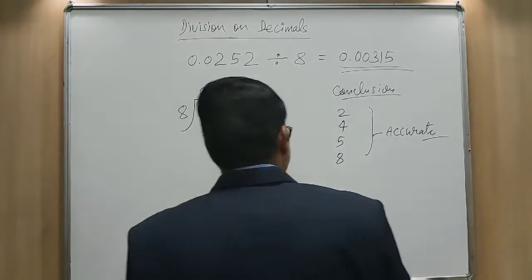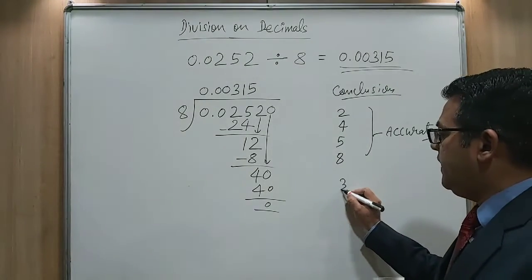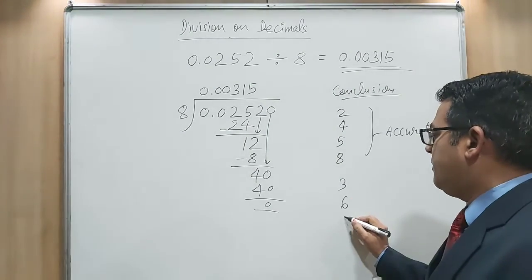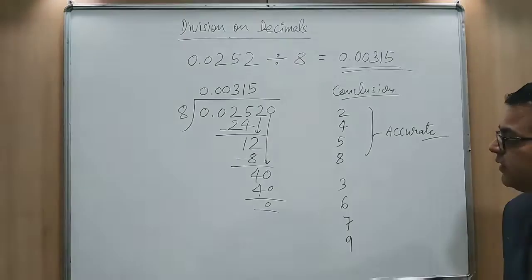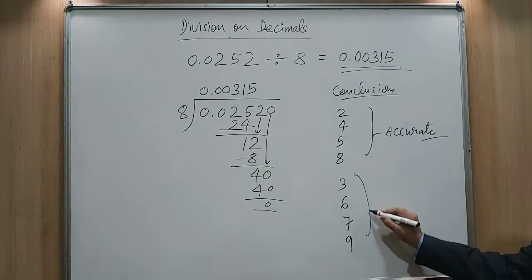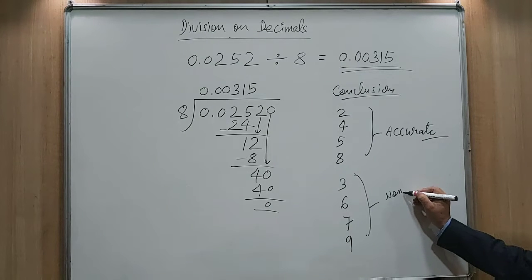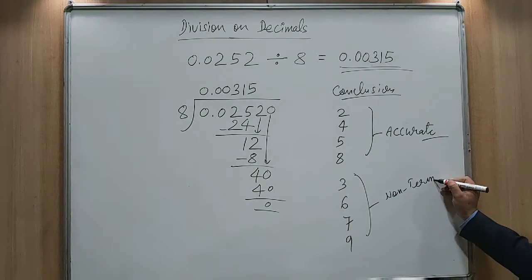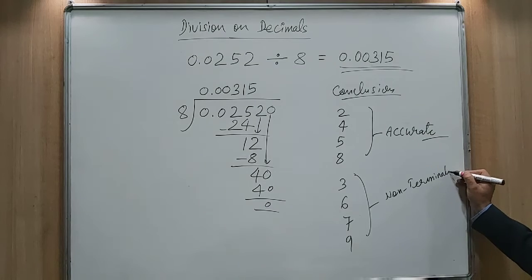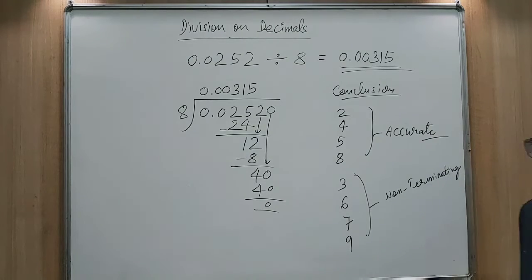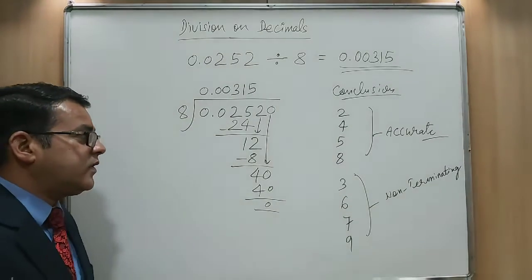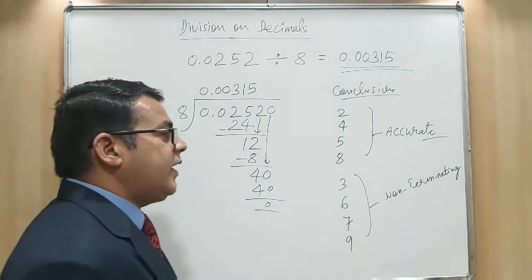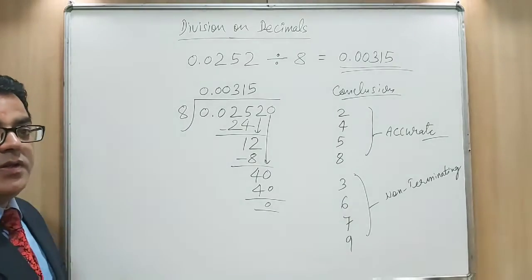And if you are dividing any number by 3, by 6, by 7 and by 9, right? These are non-terminating. You will not get a terminated answer or accurate answer. Your answer will always be in approximate format.